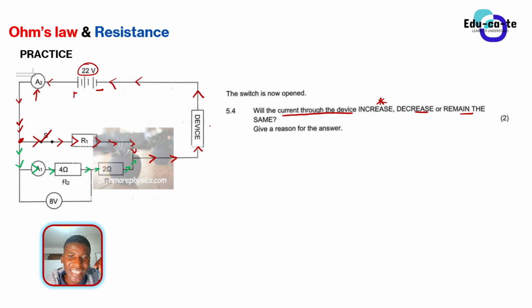Remember that we have said that the device here is getting the total current. The current going through this device is the total current, because remember this current is the one coming from the battery. It split here, went to R1, to 4 ohms and to 2 ohms, but it recombined again and went to the device. So it's the total current. They are actually asking, will the total current, which is just the current through the device, increase, decrease, or remain the same?